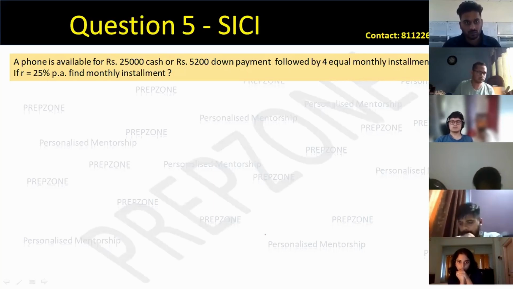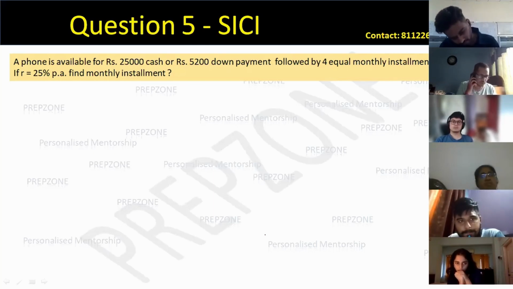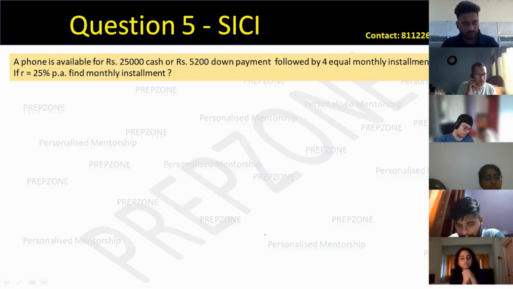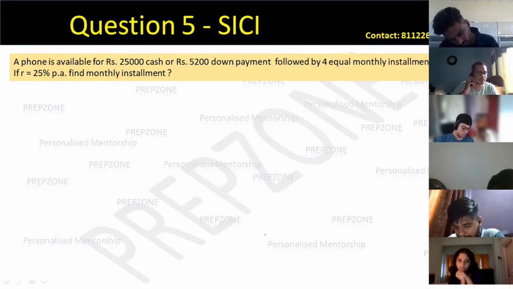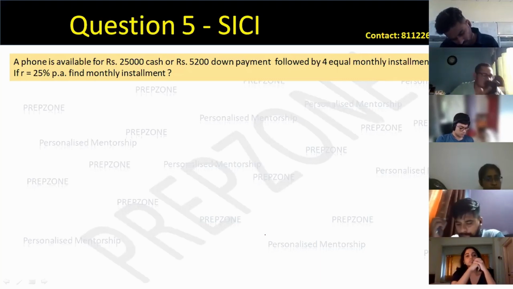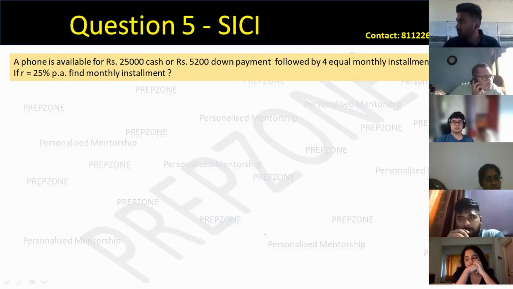Because that is not given to you in the question. What is given to you is the loan amount. If you're paying rupees 25,000 in cash right now, or you're making a down payment of rupees 5,200 followed by 4 equal monthly installments, it's the same. So what it basically means is, the delta amount, the rupees 25,000 that you are paying in cash right now minus 5,200, that is the extra amount, right?